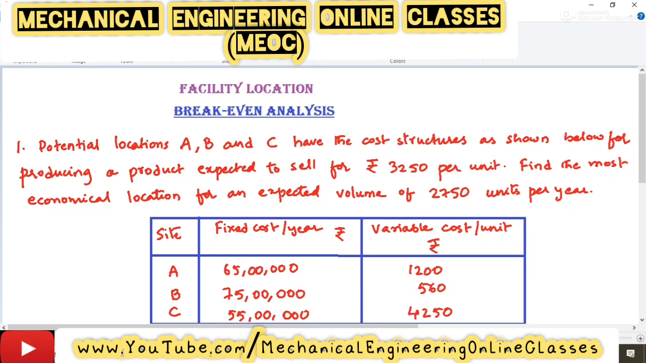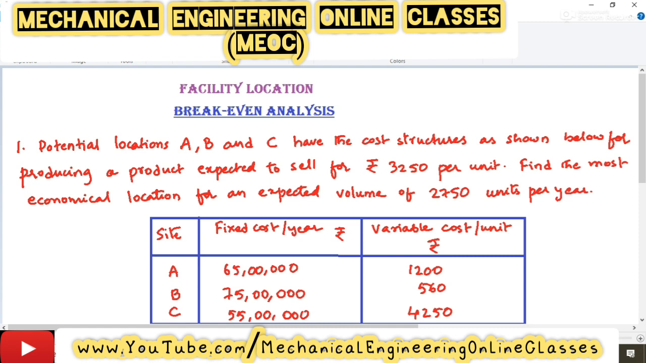Break-even analysis is a technique which is used to find out a point at which total cost will be equal to total revenue. So this technique we are using to find the best location for our facility. In order to understand it better, we will try to solve a problem.